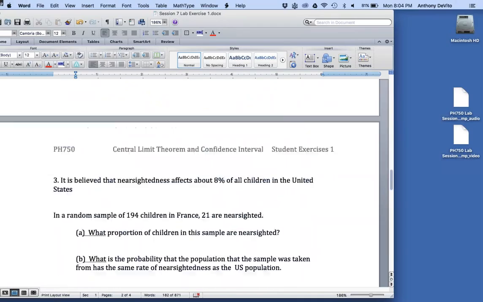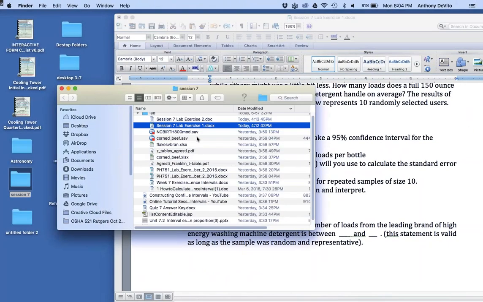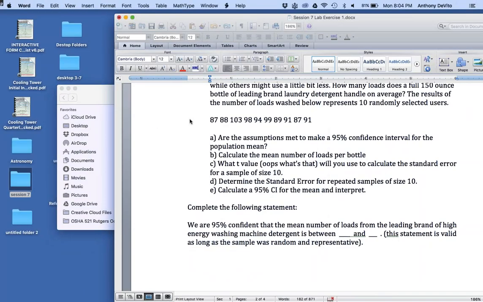Okay, now I'm going to skip this one, to tell you the truth. I'm going to go over to the next document, and I'll come back to those other two examples.